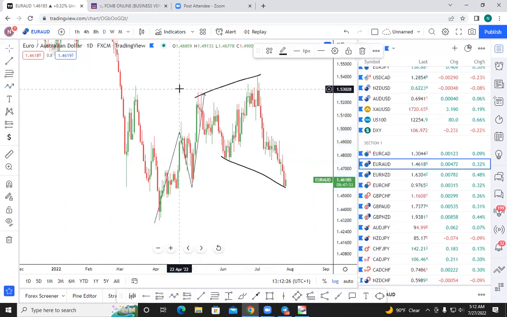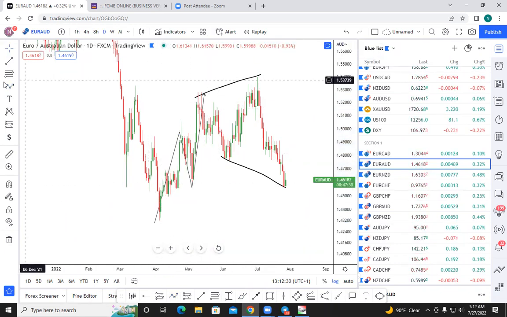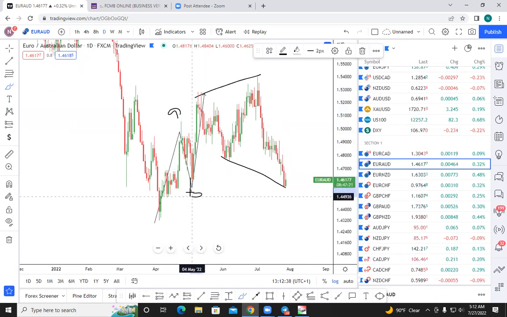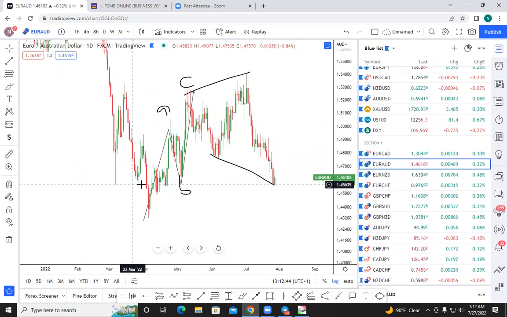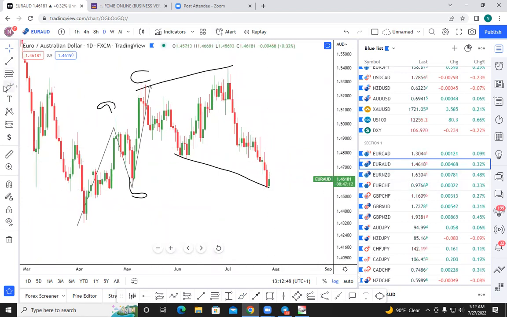Somebody will ask, why am I not considering these little waves that are here? Because I am looking at the size of my A and my C. Okay, this is my A, this is my B, and this is my C. I'm looking at it that they are of equal size. That's why I cut it that way. Okay, all right. And then I also have a 3-wave back.